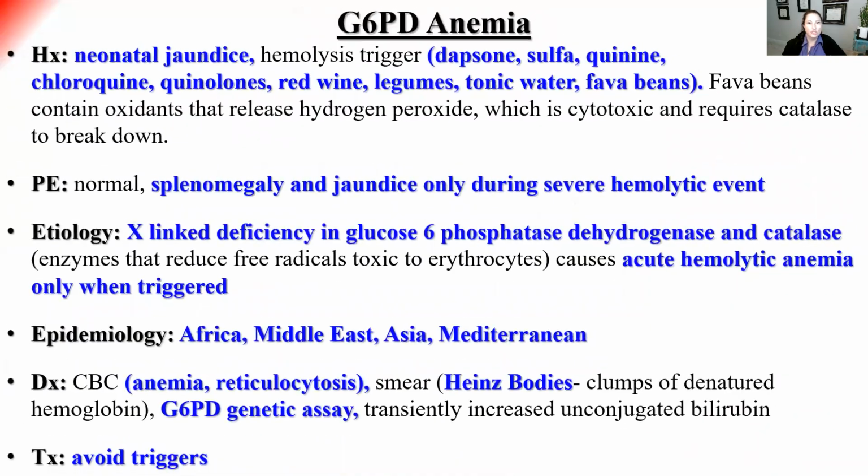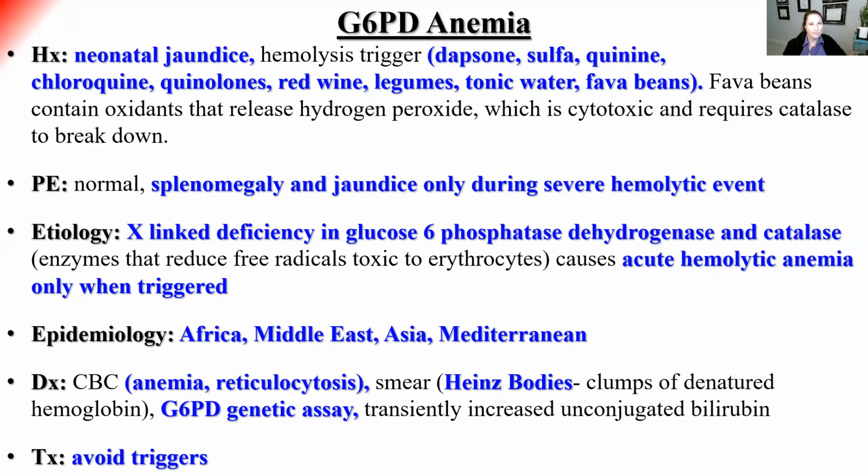Next, we're going to talk about G6PD anemia. This is an X-linked genetic disorder. So it's an X-linked deficiency in glucose-6-phosphate dehydrogenase and catalase. These are enzymes that destroy free radicals. Free radicals are toxic to erythrocytes. So we are lacking the Army and the Navy per se to protect our erythrocytes. This causes an acute hemolytic anemia only during a trigger.